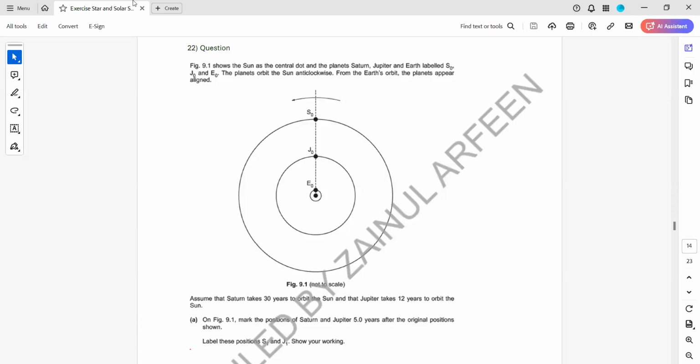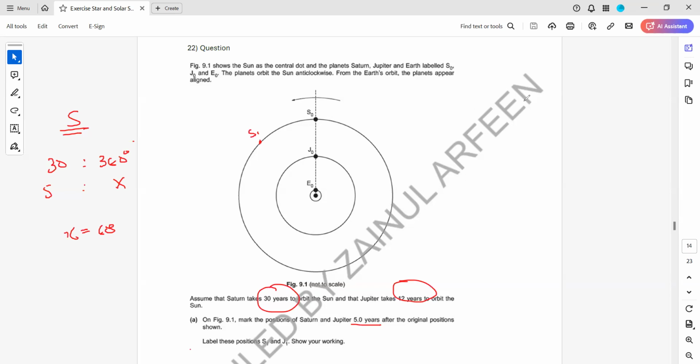Like in the first part of this question, we worked out the position of Saturn and Jupiter after 5 years. For Saturn, it takes 30 years for 360 degrees. So in 5 years, it will be X degrees. When we work it out, X was 60. So 60 degrees will be somewhere here. So that's the position of Saturn after 5 years.